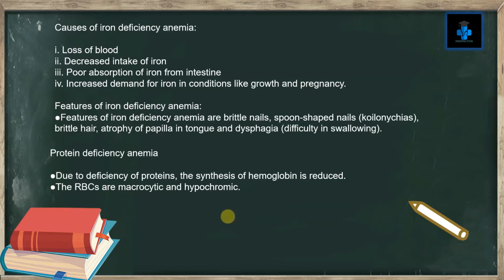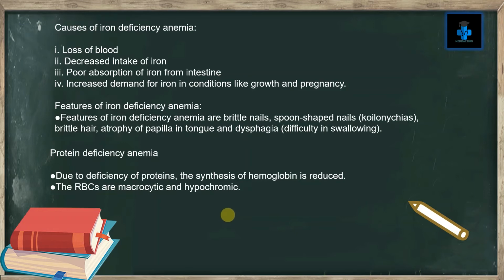Features of iron deficiency anemia. Features of iron deficiency anemia are brittle nails, spoon-shaped nails, brittle hair, atrophy of papilla in tongue, and dysphagia, otherwise difficulty in swallowing.